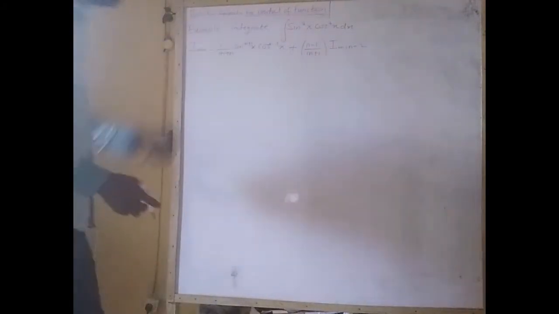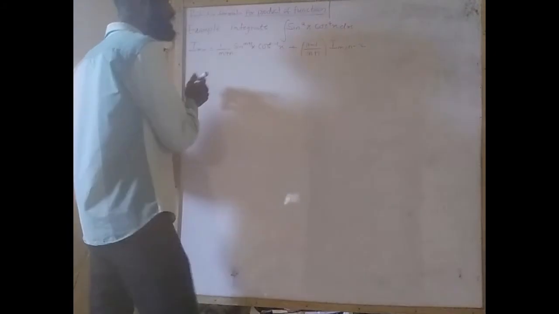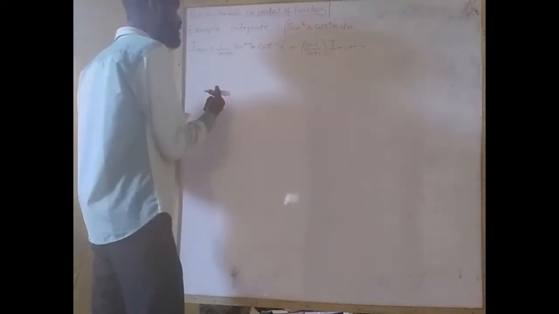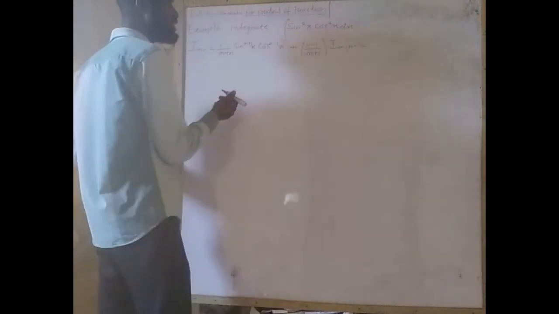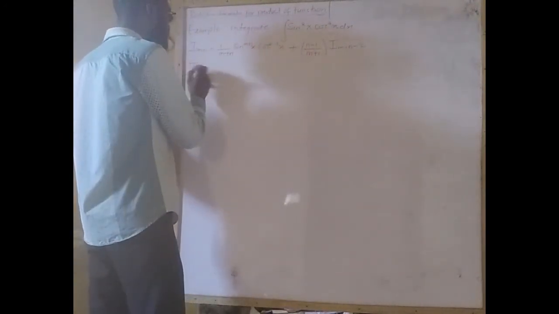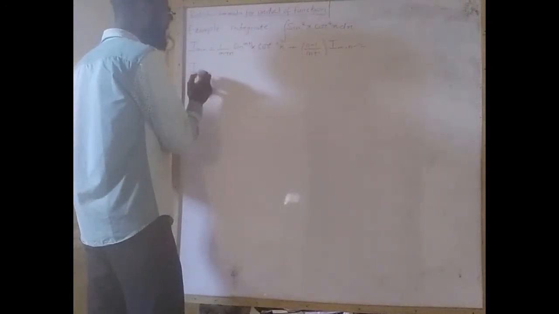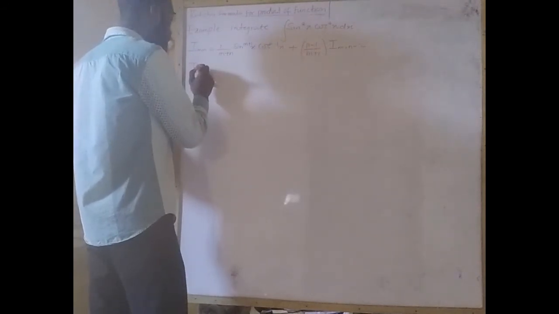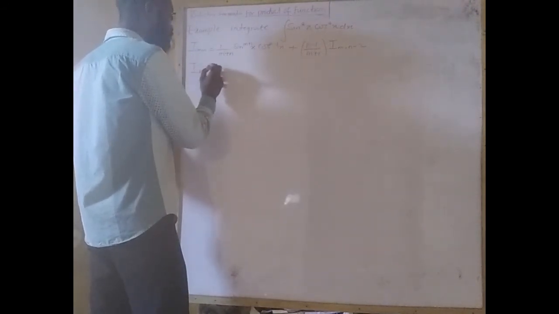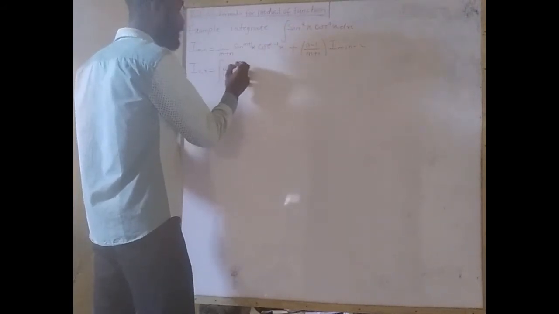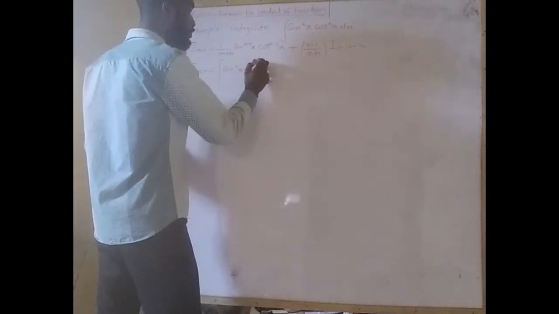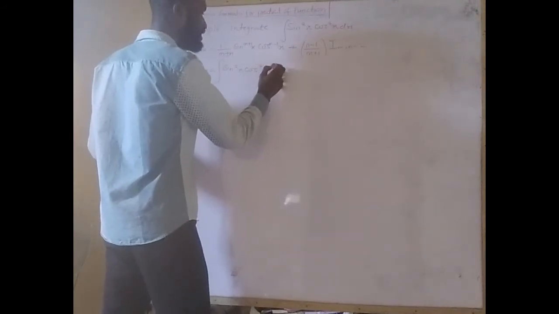If I compare with this, then I can easily say what? My m is 2, and my n is 4. It means I can say the given integral is I(2, 4), which is the same as the integral of sine power 2 of x cos power 4 of x dx.